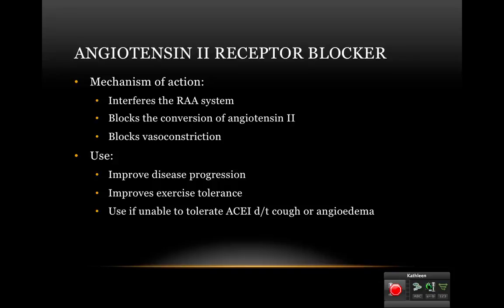Other medications are called angiotensin receptor blockers. The mechanism of action interferes with the renin-angiotensin-aldosterone system. It blocks the conversion of angiotensin 2. It blocks vasoconstriction. And these medications improve disease progression and improve exercise tolerance. It's used if unable to tolerate ACE inhibitors related to the cough or the angioedema.